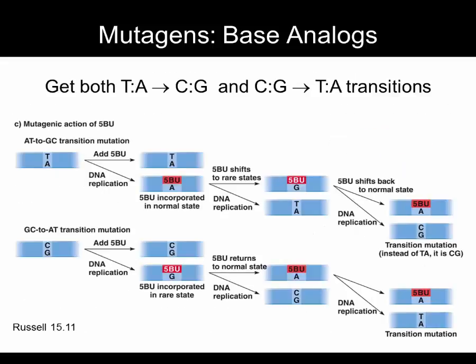So if 5-BU is incorporated opposite an adenine, but then shifts and pairs with a guanine in the next round of replication, you get AT to GC transitions. But if the 5-BU dNTP is in its rarer form and incorporated opposite a guanine, and goes back to its common form to pair with adenine in the next round of replication, you get GC to AT transitions. So 5-BU and any other base analogs that function similarly can cause transitions in both directions.